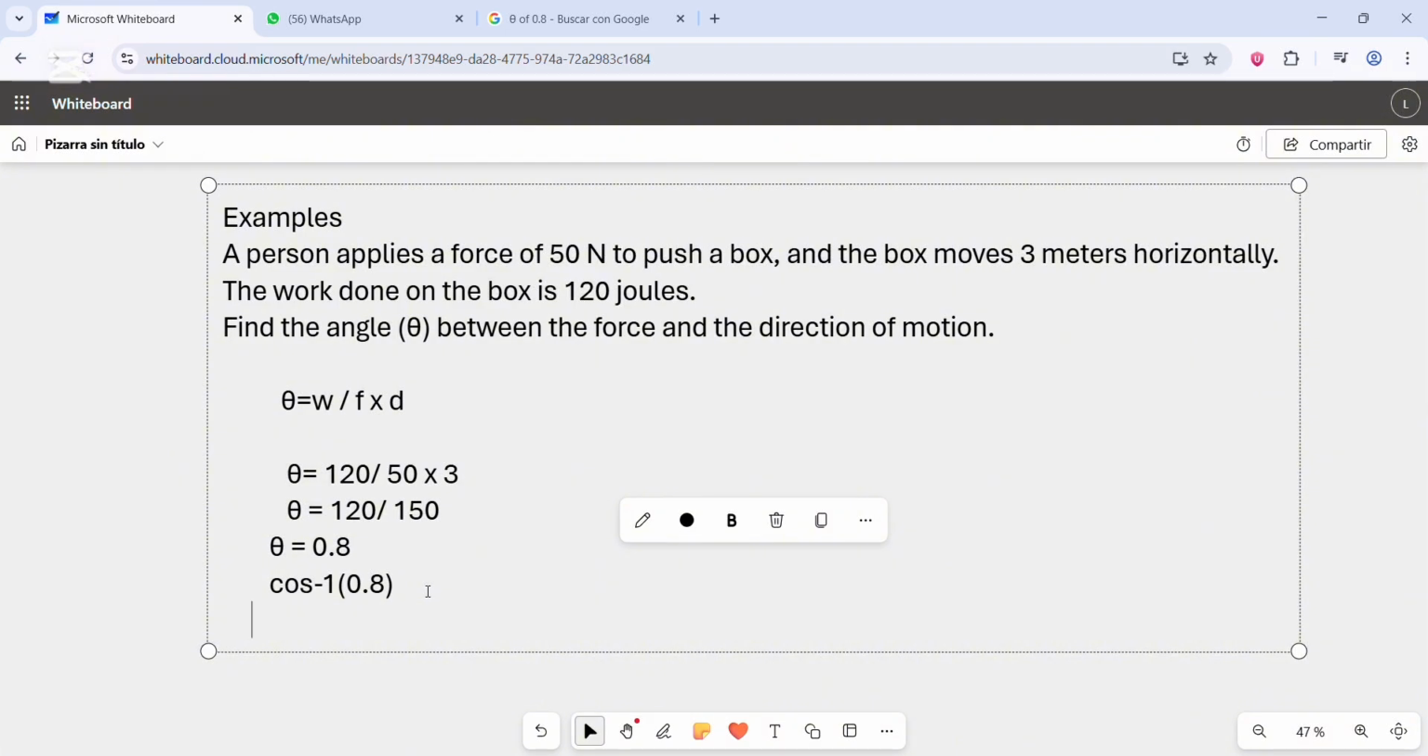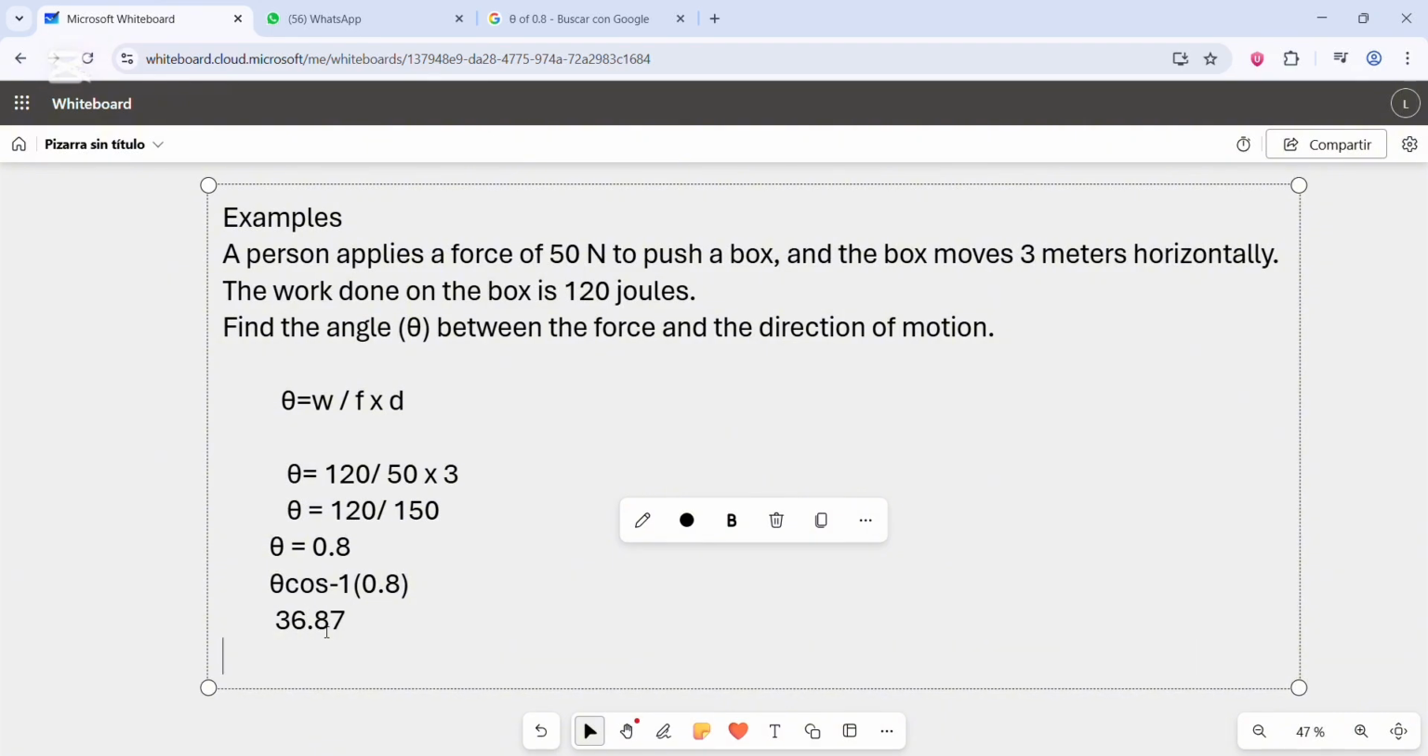Now, since we're looking for the angle, we need to put this in the calculator. And the result that it gives for this operation is 36.87, which rounds to 37. And that's the final answer.